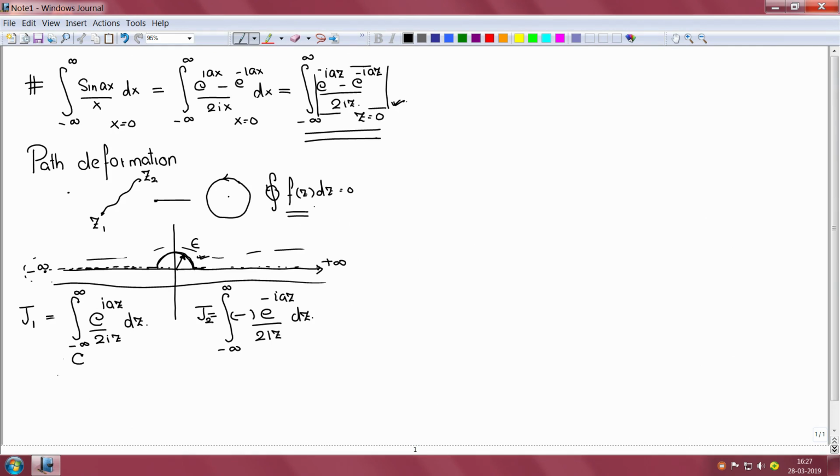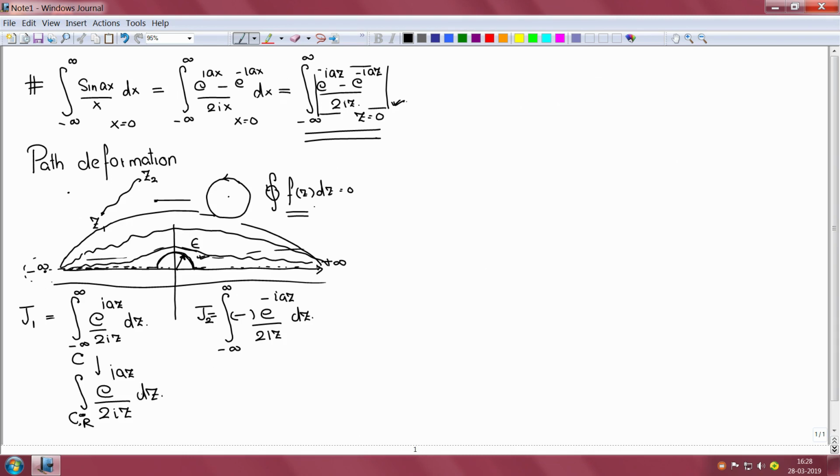Now let us look at J1, okay. Now what I do with J1 is that I will continuously deform this path, and I can do so till I hit a singularity, okay, and I will finally make the path a circular arc of radius infinity in the upper half plane, okay. So this integral is now over CR e to the power of I a z by twice I z dz, okay, as limit r goes to infinity, okay. Now you can watch that the conditions of Jordan's lemma apply to this.